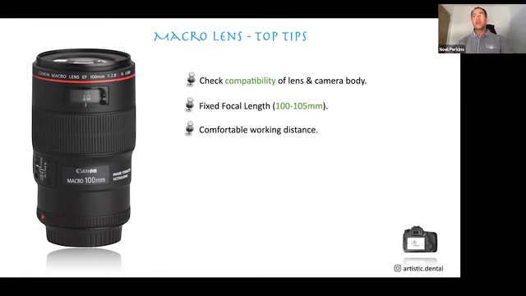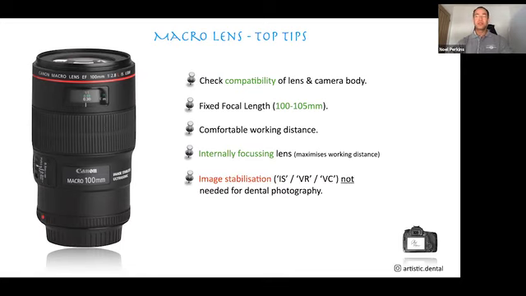Your working distance needs to be comfortable. Some people like to be closer to the subject, say with a 60 millimeter lens. I prefer 100 millimeters on a crop sensor. And internally focusing lens basically means that when you are focusing the lens, the lens is not becoming longer, all right? So it stays the same physical length. And that's important in terms of how you manage the light, in terms of the flash moving closer to the subject.